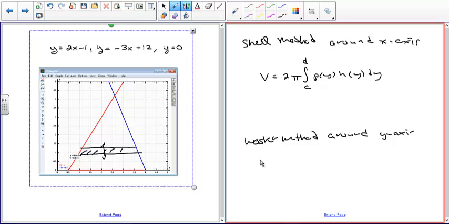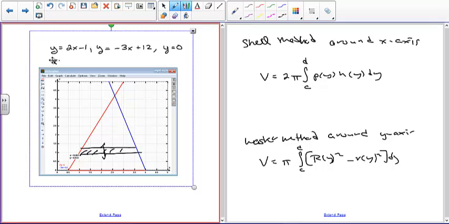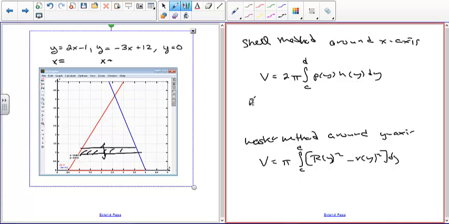And the equation for that is pi times the integral from c to d of r of y squared minus r of y squared times dy. So you'll need to solve these equations. So it's x equals some function of y. Since all this stuff is a function of y, and remember p of y equals y if you're going around the x-axis.